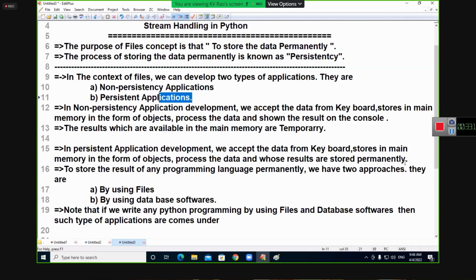And don't answer like this. What is meant by persistent applications means? Don't tell. If I write a Python programming which can communicate with files and database concepts is called persistent. No. Persistent applications, I already said you the definition.